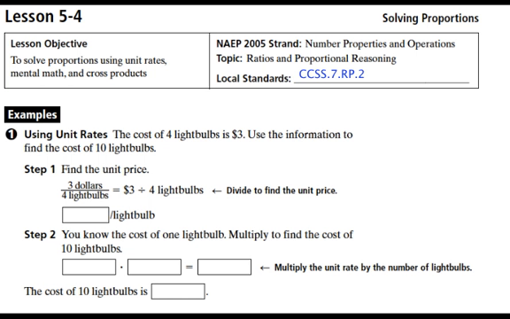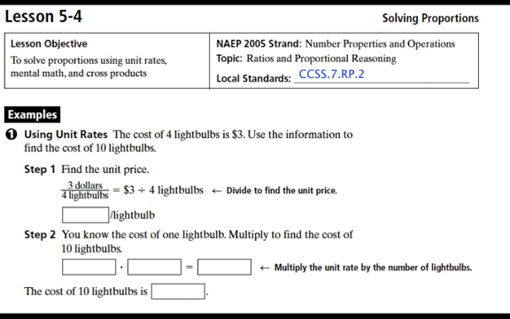Today's lesson is on solving proportions. We're going to solve proportions using unit rates, mental math, and cross products. Our standard is the Common Core standard 7.RP.2. This is really a prerequisite to the standard.